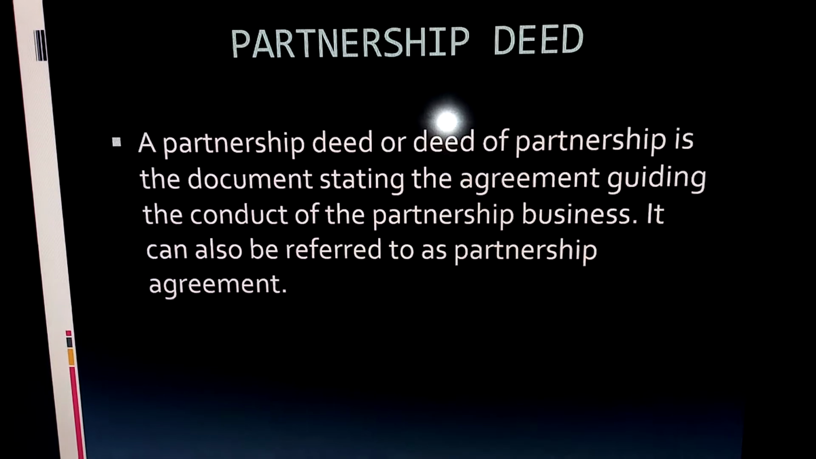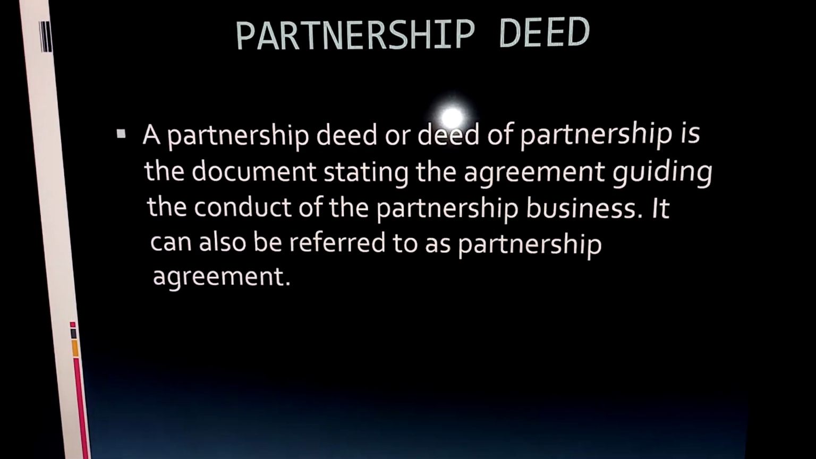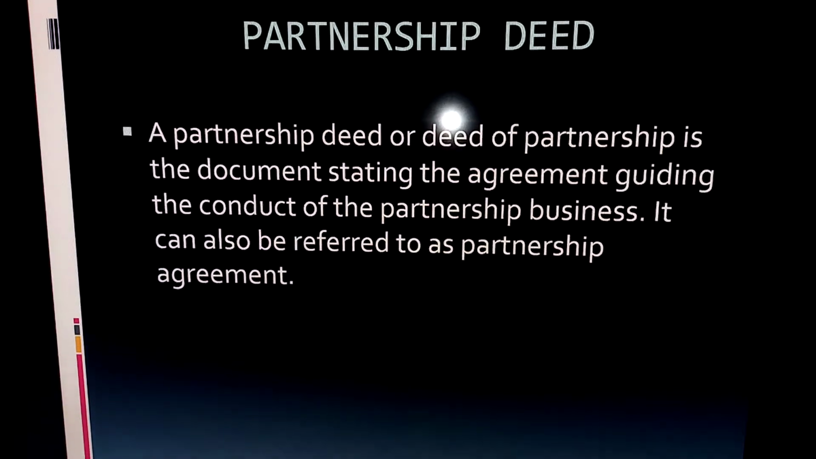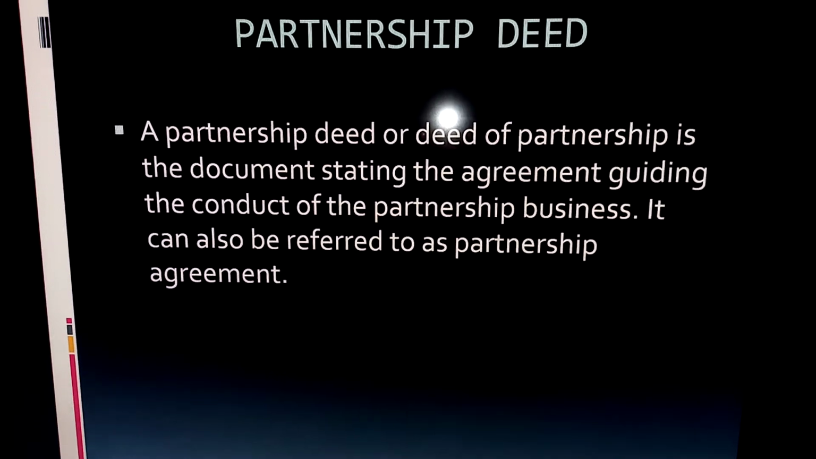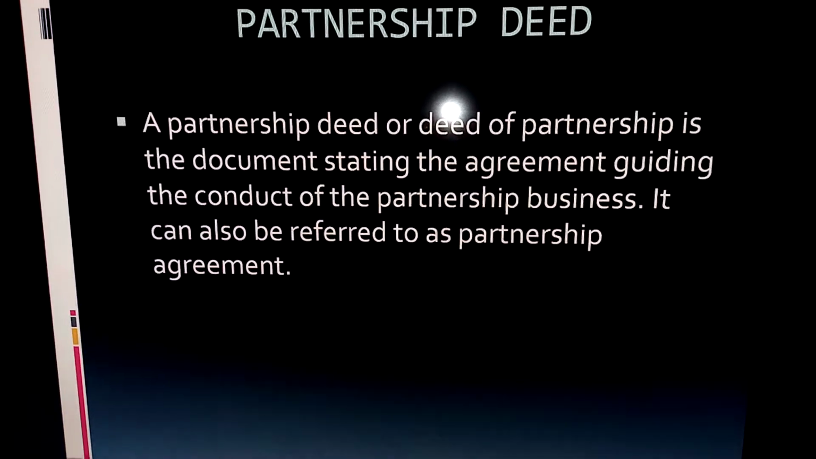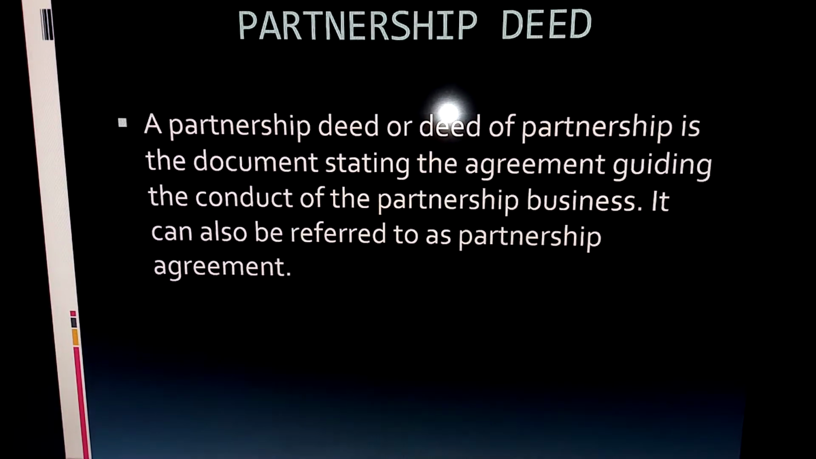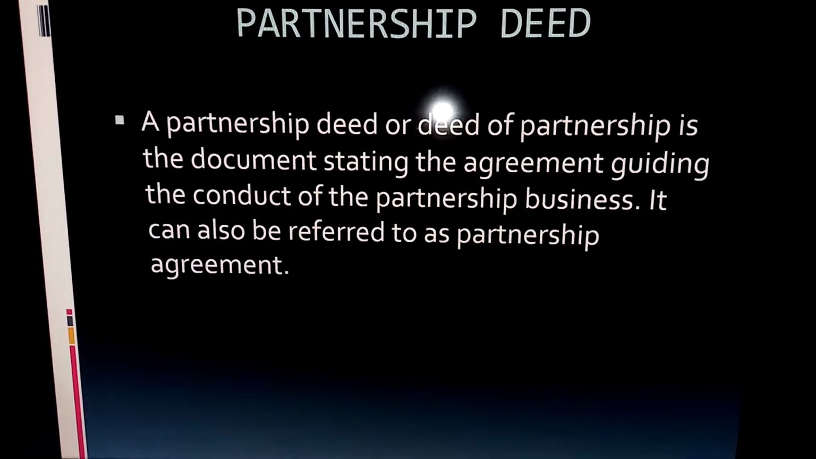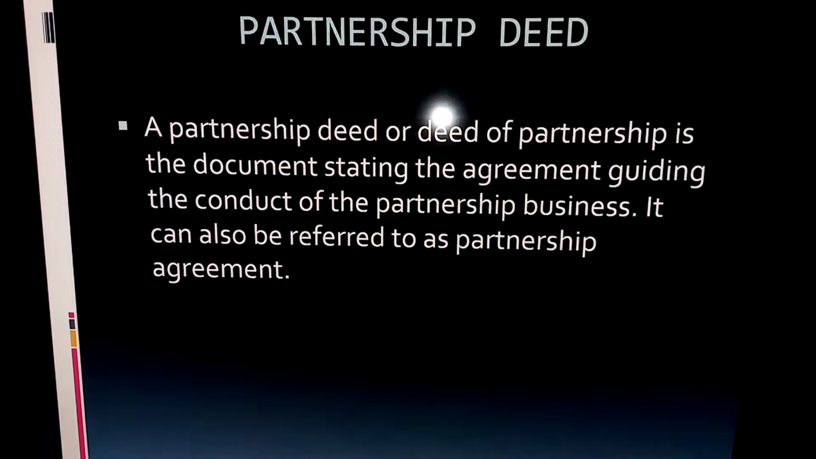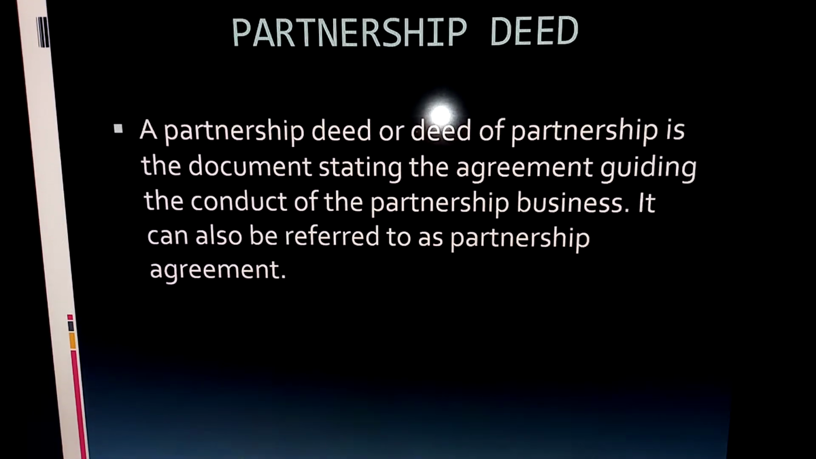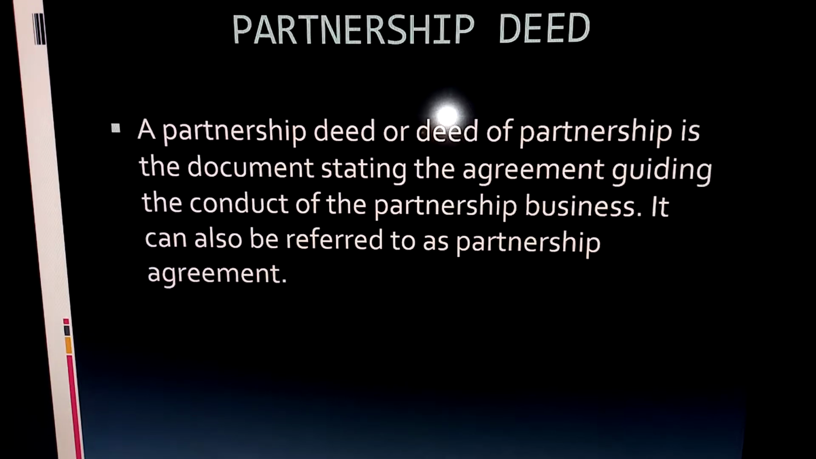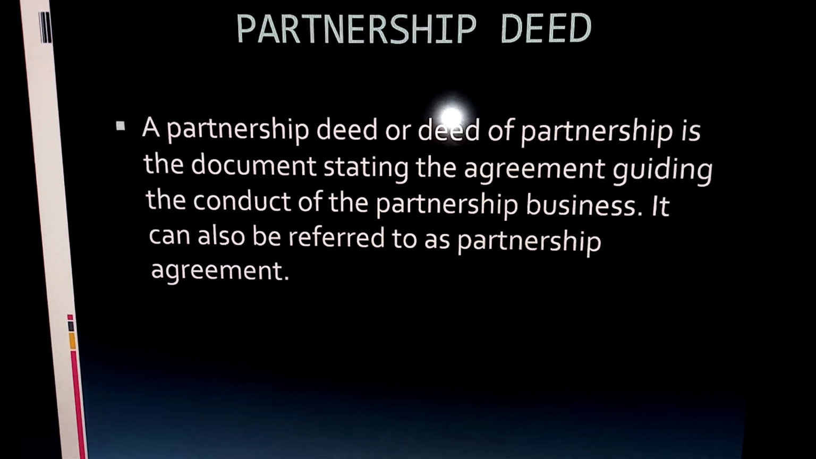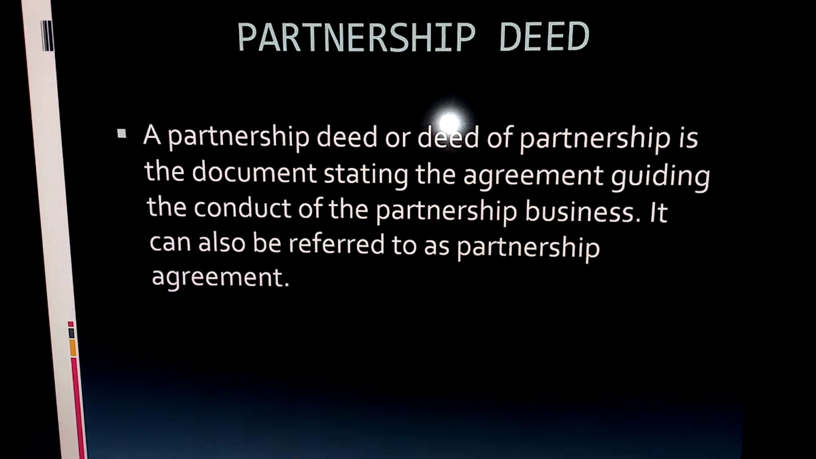Partnership deed, or article of partnership, or partnership agreement, is simply the document stating the agreement guiding the conduct of the partnership business. What we're saying is, for a partnership business to be conducted, there's a need to have laid down rules, laid down agreements. The document that has it is what we call the partnership deed.